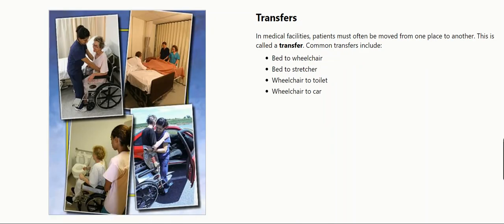Transfers. In medical facilities, patients must often be moved from one place to another. This is called a transfer. Common transfers include bed to wheelchair, bed to stretcher, wheelchair to toilet, wheelchair to car.